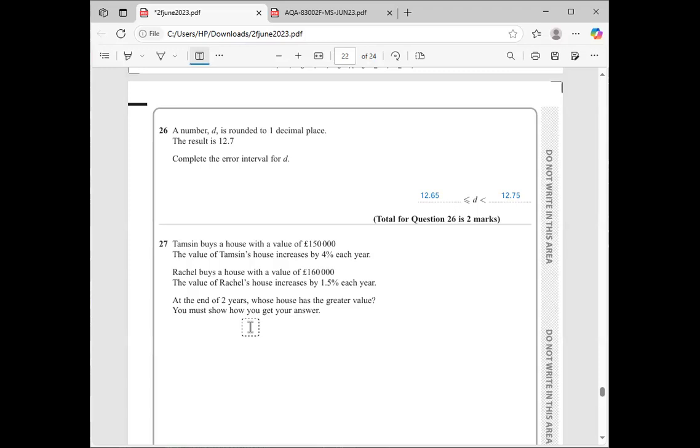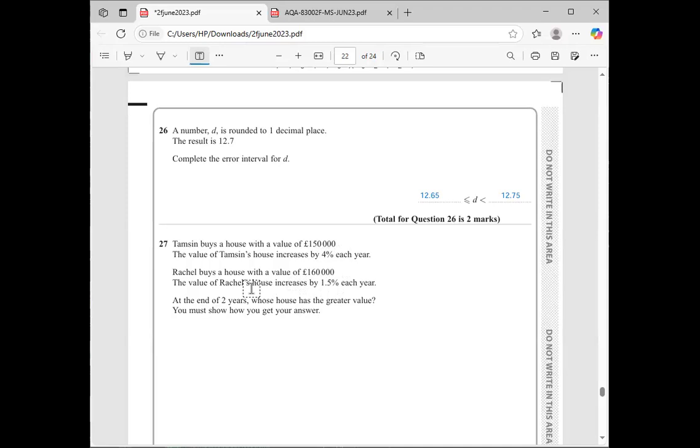Okay. At the end of 2 years. Okay, so I think it's pretty straightforward, right? 4% is 0.04. 1.5% is 0.015. So if we're to multiply that, are we allowed to use a calculator for this? I think it's a calculator exam, right? Yes, it's a calculator exam. Okay, good.